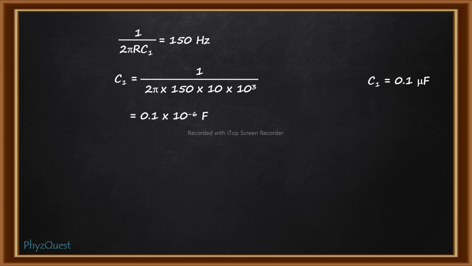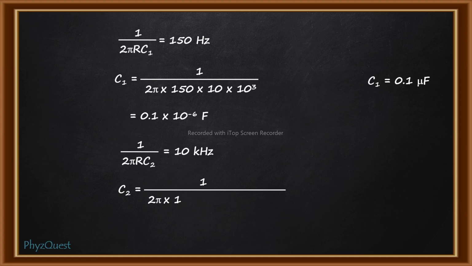Similarly, to calculate with the higher cutoff frequency given as 10 kilohertz, if you use the second formula, 1 by 2 pi R C2 will be equal to 10 kilohertz. So C2 will be equal to 1 divided by 2 pi into 10 into 10 to the power 3 into 10 into 10 to the power 3. One term is for the frequency, 10 kilohertz, so 10 into 10 to the power 3, and the other is for resistance, that is 10 kilo ohm, again 10 into 10 to the power 3. Ultimately when we calculate that, the final answer will be 1.5 into 10 to the power minus 9 farad. So C2 will be equal to 1.5 nanofarad.